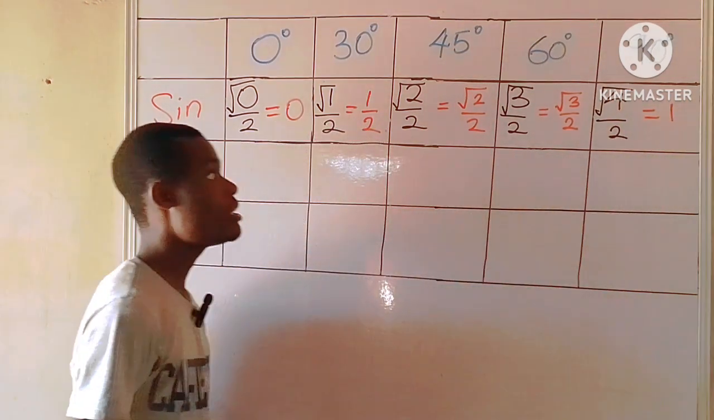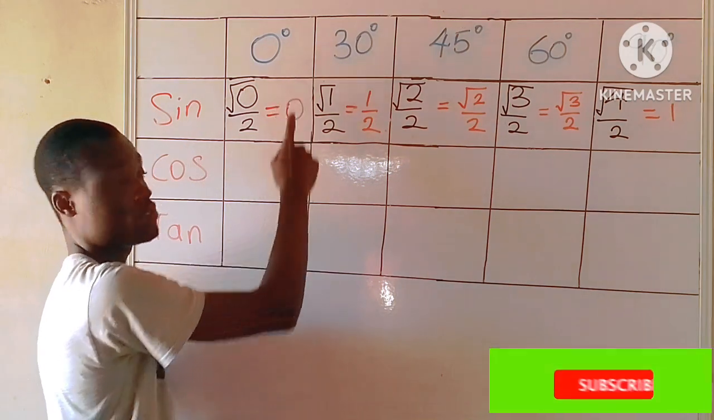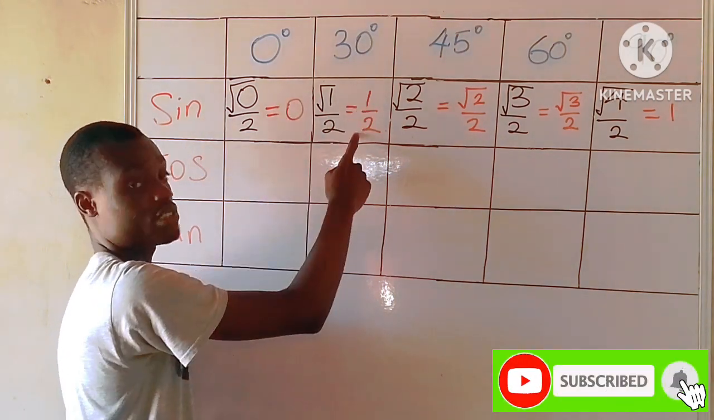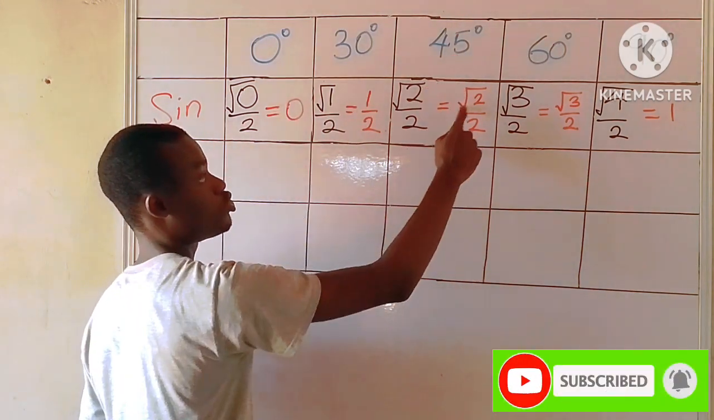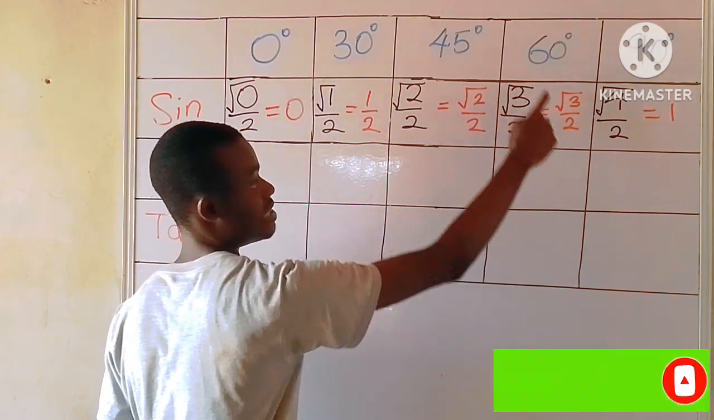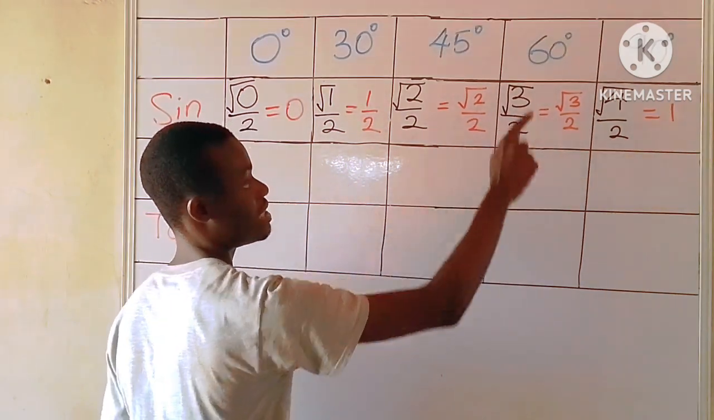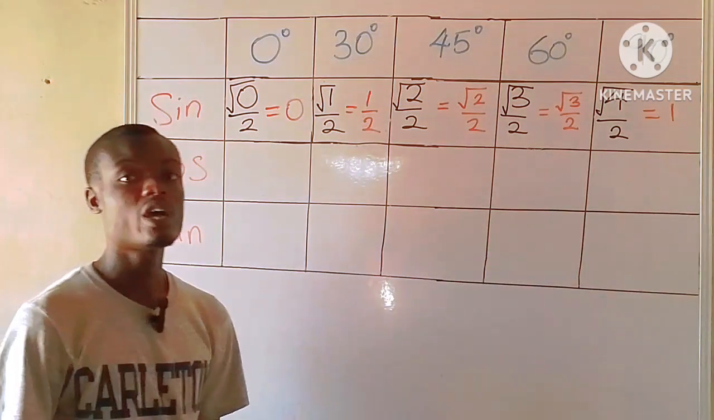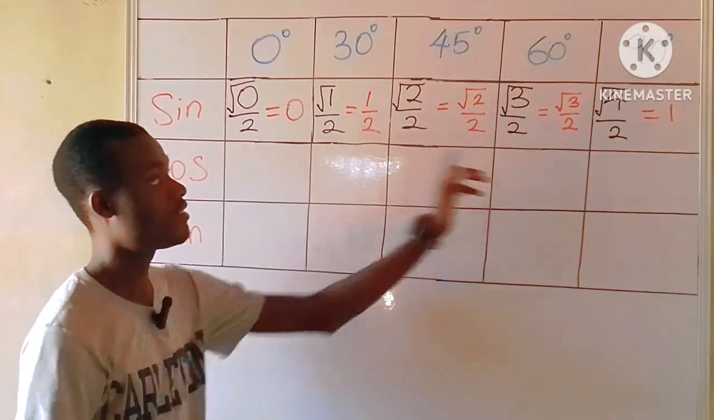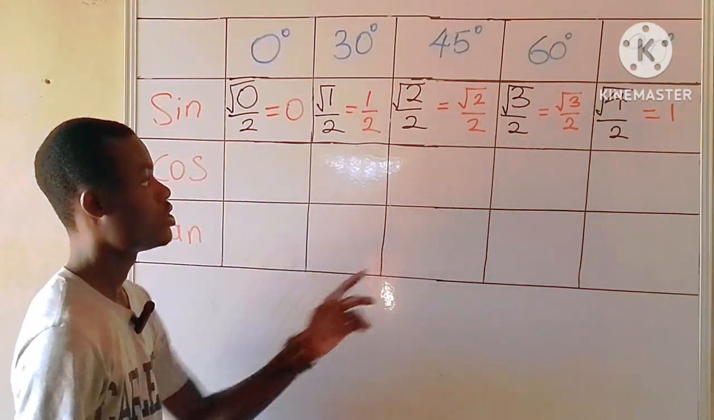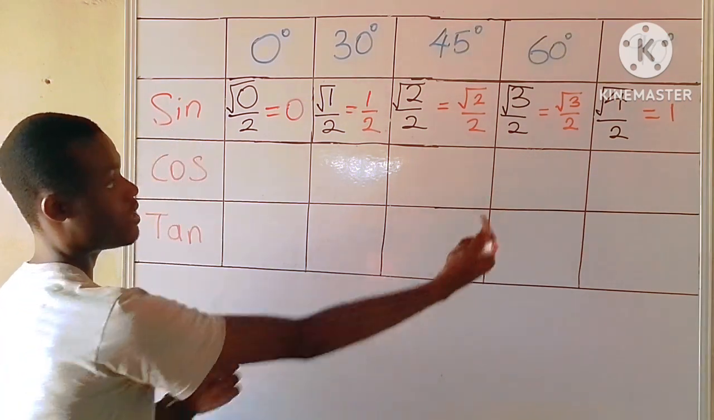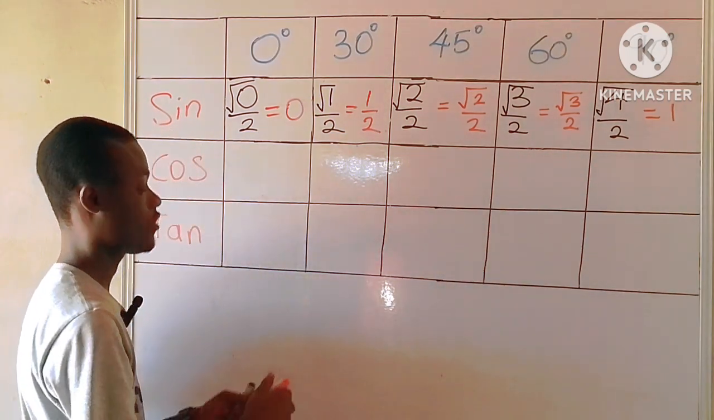So it simply means that the sine of 0 is 0, the sine of 30 is 1 over 2, the sine of 45 is root 2 over 2, the sine of 60 is root 3 over 2, and the sine of 90 is 1. So we are going to reverse these entire values for cosine. So we are going to start from the back and write them backwards for the cosine of angles.